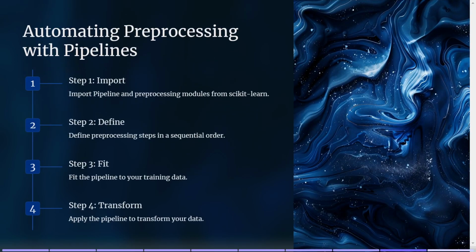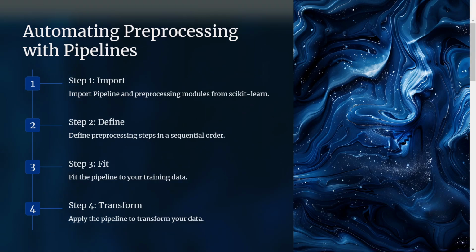To streamline the entire pre-processing process, we use automation tools called pipelines. Pipelines help us apply a sequence of pre-processing steps consistently and save time. It's similar to automating a production line. You define the process once, and it runs smoothly every time. This reduces human error and ensures that our data is handled in a consistent manner.